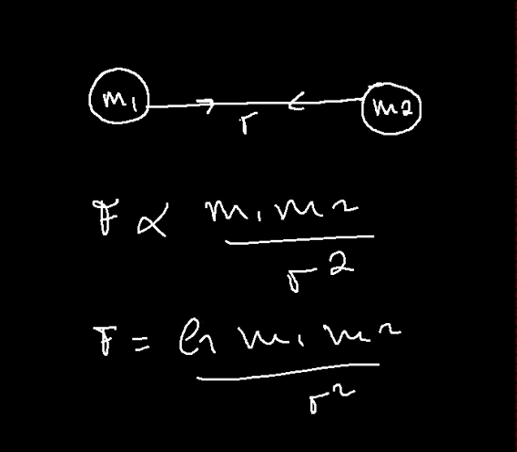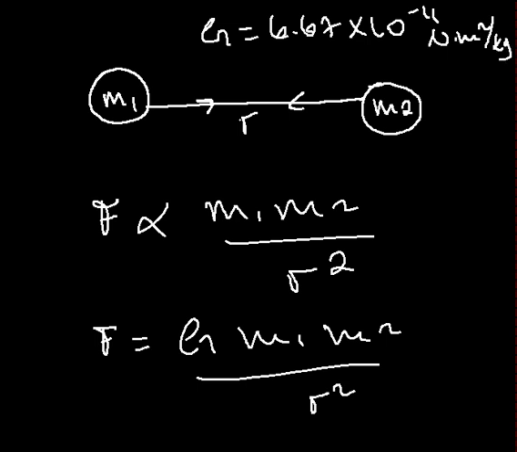And G is said to be the universal gravitation constant, which is given as 6.67 times 10 to the power of negative 11, in newton meter squared per kg squared. And by the way, the masses have to be in kgs, and the separation distance has to be in meters. So keep that in mind.